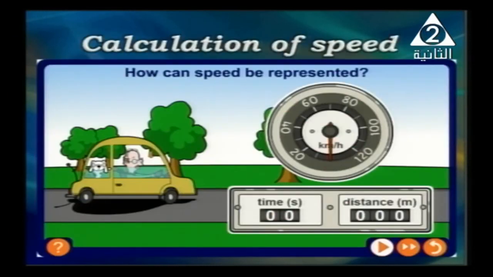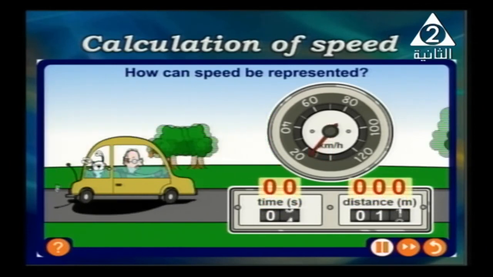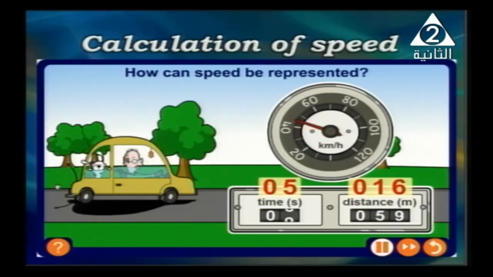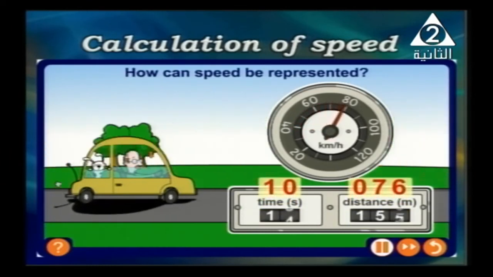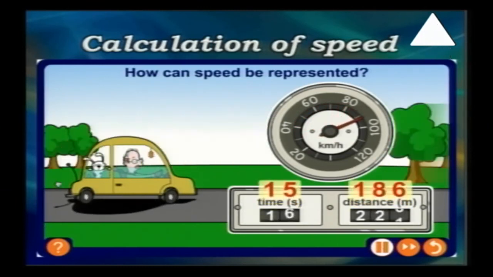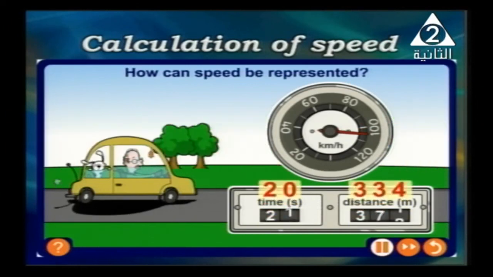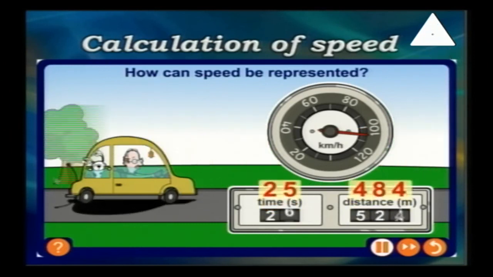So here we have another type of question, calculation of speed. How can speed be represented? We have this first one here. We have this activity to make the relation between distance and time. Every time we have different distance and different time. So the speedometer found here in our slide shows us the increasing of speed, increasing in time, increasing of distance during time.